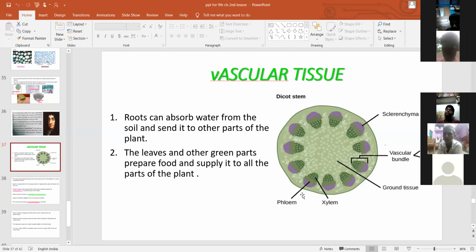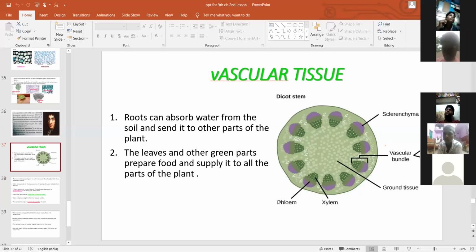It is helpful for the transportation of food materials, prepared in the process of photosynthesis, to all parts of the plant body.